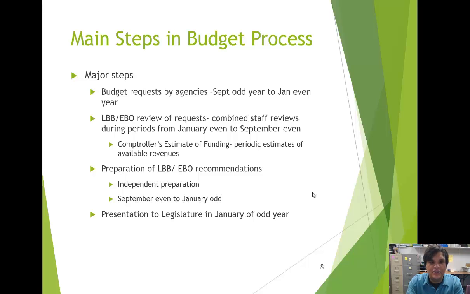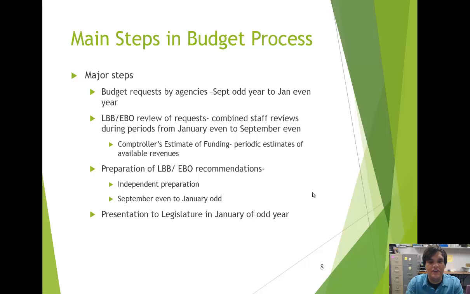Main steps in the budget process, the major steps. Budget requests by agencies have to be put in from September of an odd year to January of an even year. The Legislative Budget Board and the Executive Budget Office review those requests. You have combined staff reviews from January of an even year to September of an even year, when the legislature is not in session, to consider the budget for the next legislative session. So the agencies basically have to submit their budget requests a year in advance before the legislature even meets.